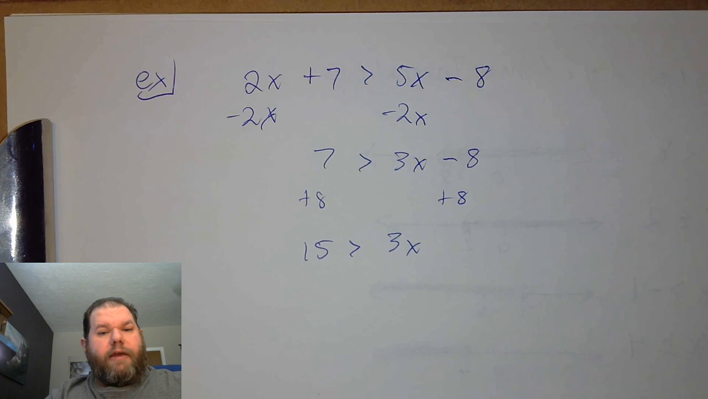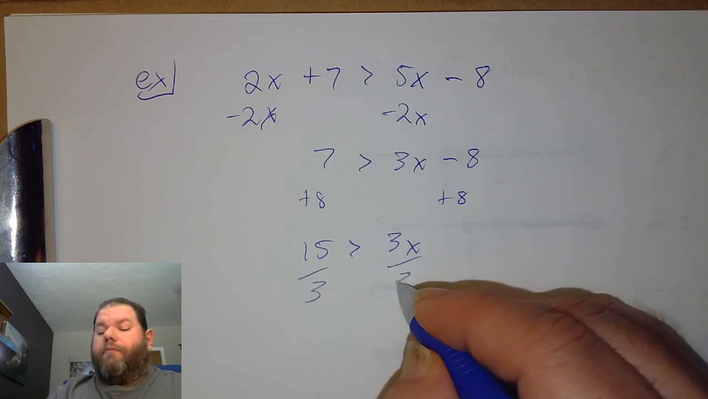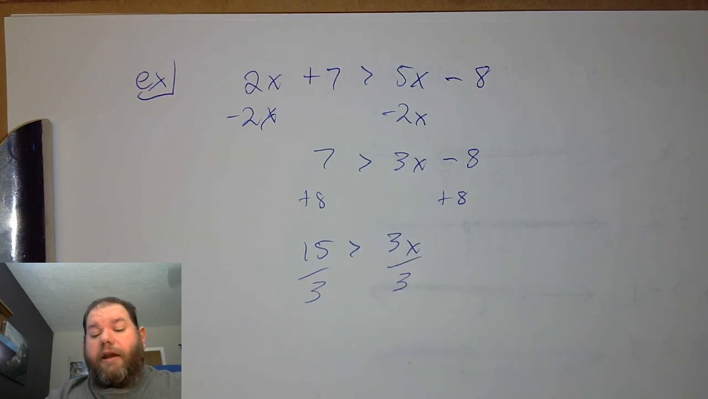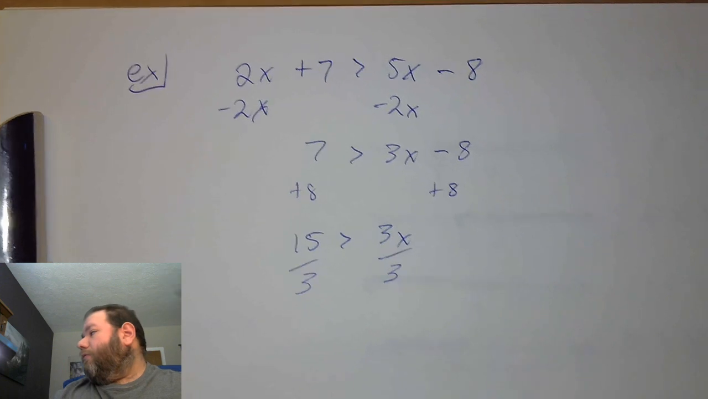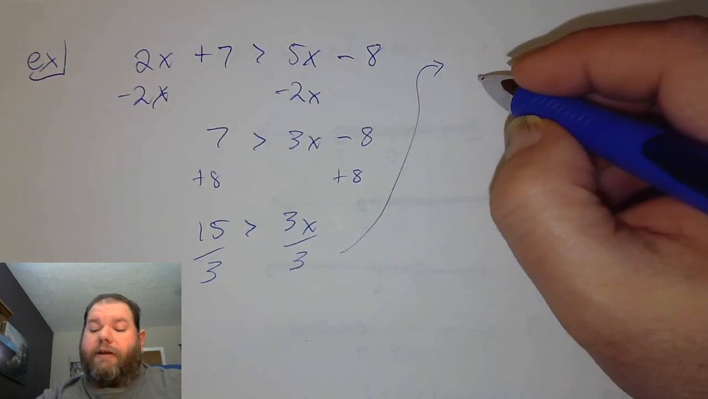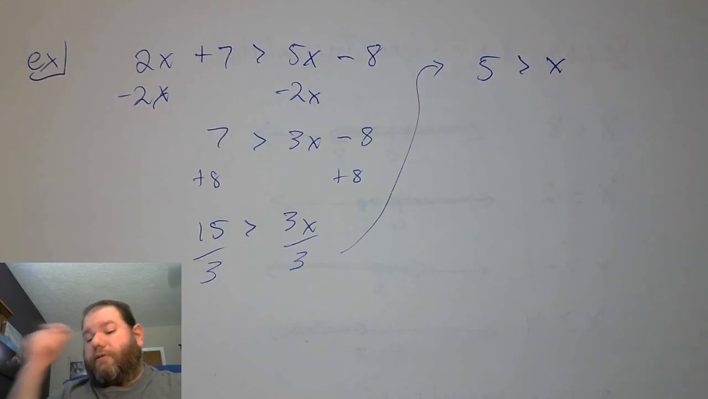And of course, after that, we would divide by 3. Now, you'll also notice that at no point do we multiply or divide by a negative, and so we don't have to worry about that rule in this case. We just end up with 5 is greater than x.